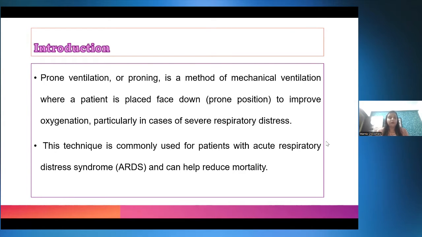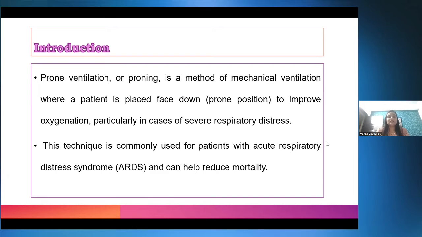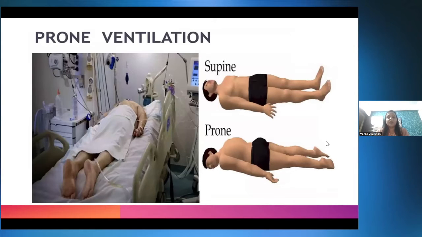Firstly, about prone ventilation or proning. As the name suggests, it is the method of mechanical ventilation where the patient is placed with the face downward on the abdomen and the chest in a prone position to improve oxygenation, particularly in case of severe respiratory distress. This technique is commonly used for patients with acute respiratory distress syndrome and can help to reduce the mortality level. As you can see in the picture, the patient is lying on the chest and on the abdomen with the face and head facing downward while being on a mechanical ventilator.